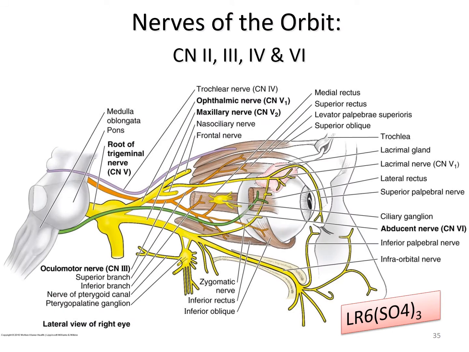Remember the useful mnemonic LR6, SO4, 3. Here's your ciliary ganglion, receiving fibers from the oculomotor nerve. From here on, your postsynaptic parasympathetic fibers will go into the eyeball to go, for instance, to the sphincter pupillae, and the ciliary muscle to change the shape of the lens.